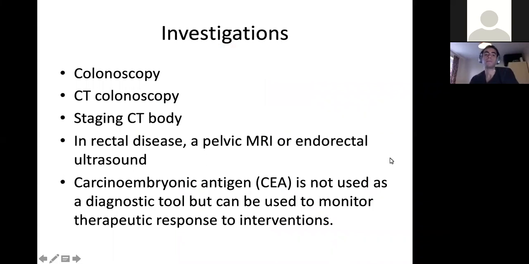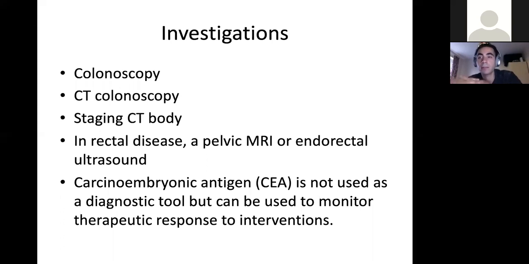Investigations. So obviously there are the basic investigations that we're doing, bloods, identifying the anemia, things like that. These are more specialist-focused investigations to deal with bowel cancer. The gold standard is colonoscopy: direct visualization, taking biopsies and making a histological diagnosis of cancer. For patients who are not fit to do a colonoscopy, we think about doing a CT colonoscopy. And for rectal disease, we think about doing a pelvic MRI.